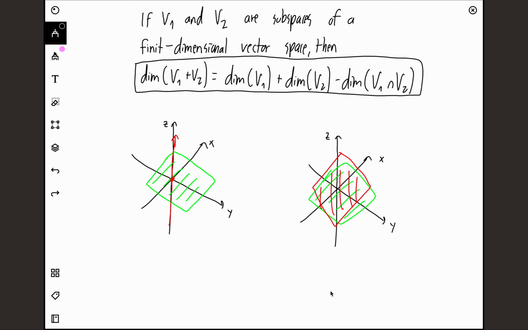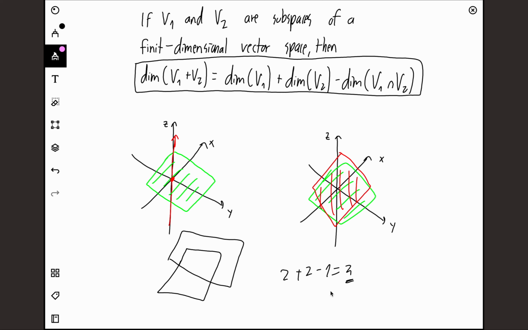This still spans 3D space, but the dimension of the first plane is 2, the dimension of the second plane is also 2, and the dimension of their intersection is just 1. The intersection between two planes is always a line. It's kind of hard to draw, but they always intersect in a line, and a line has one dimension. So we get 2D plus 2D minus 1D, and that equals 3.